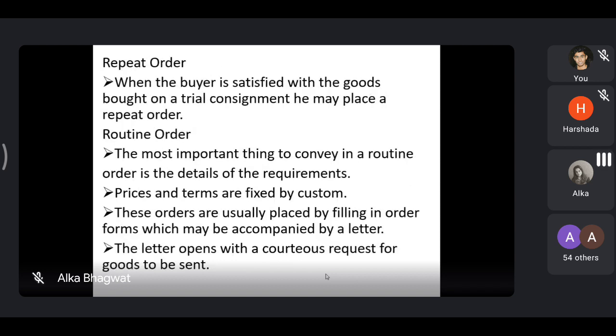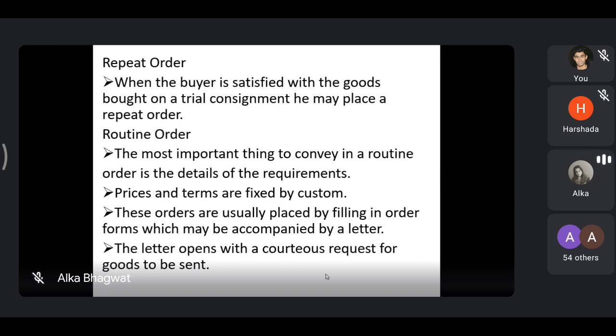Okay. Then, of course, a repeat order is when the buyer is satisfied with the goods bought on the trial consignment and places a repeat order. So, for example, if the brand is changed and we have liked that brand in the bakery department, then we ask the supplier to repeat the order. So then, of course, we have to have everything in writing. So that is when we are sending a letter of order for a repeat order of that particular product which we have liked.